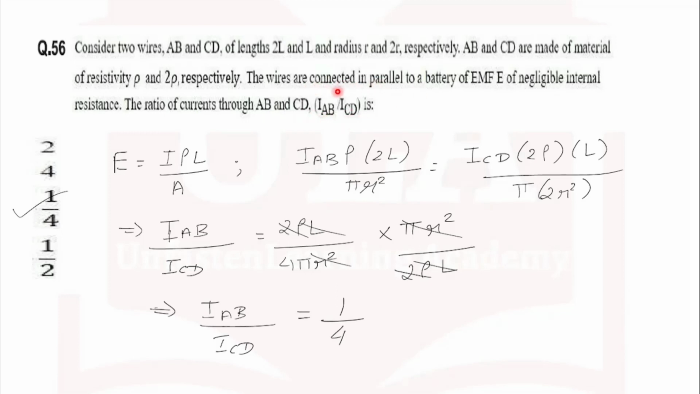So here we have to note the keyword that is connected in parallel. So voltage will be same. So the voltage formula is E is equal to I rho L by A. Since they have given parallel and since the EMF is equal, you can just substitute it directly over here. So for IAB, you just represent it as here and as given in the question, and for the CD wire, you can represent it as ICD. So we just need to substitute the lengths and the radius respectively, and if you just cancel it, you will get the ratio as 1 by 4. It's a very direct question. So the answer will be C.